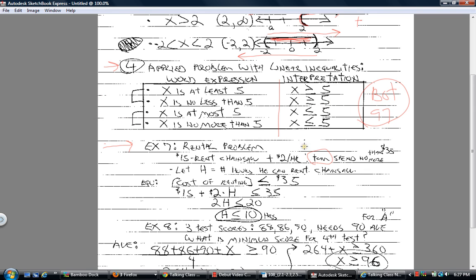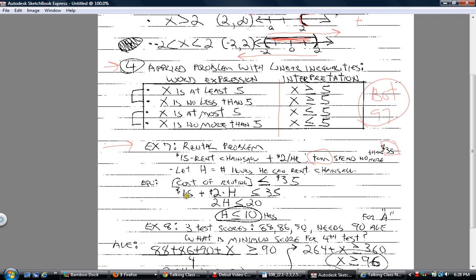He wants to figure out how many hours he can do this. So here we go, the word problem, helping him out. Let H equal the number of hours you can rent. And so the total cost of the rent has to be less than or equal to $35. He can't go a penny over it. So there's your strategy equation to start with. And so let's break it down for him.